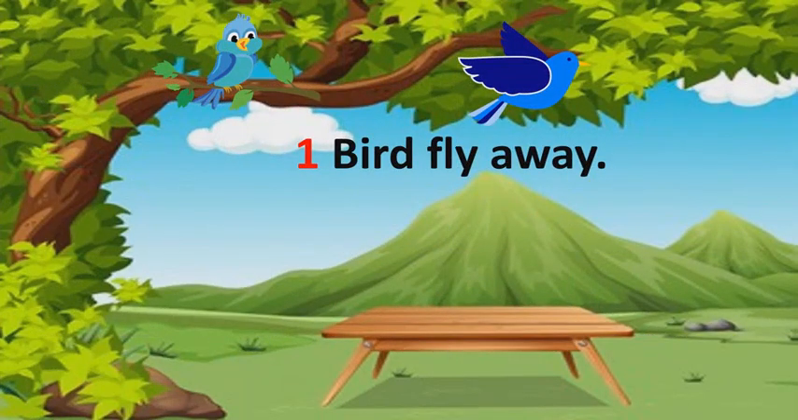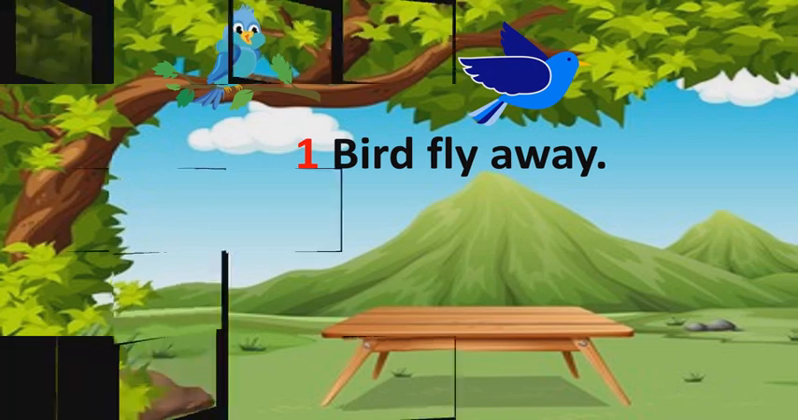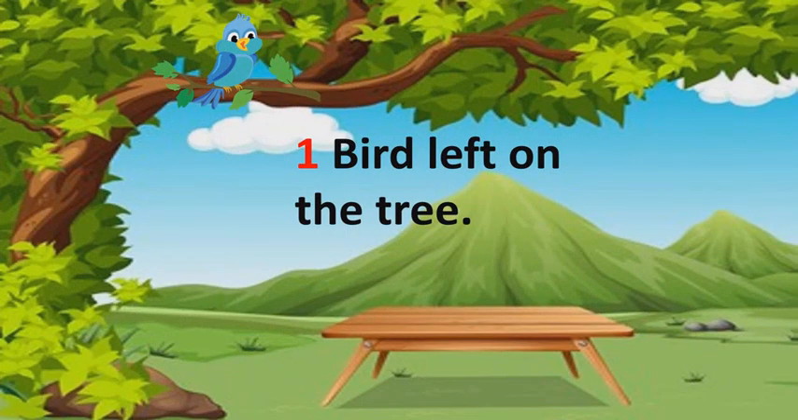Out of 2 birds, one bird flies away. When bird number 1 flies away, only one bird is left on the tree.